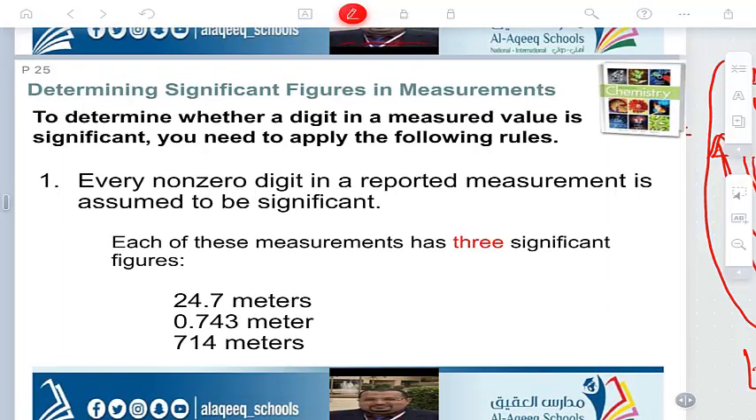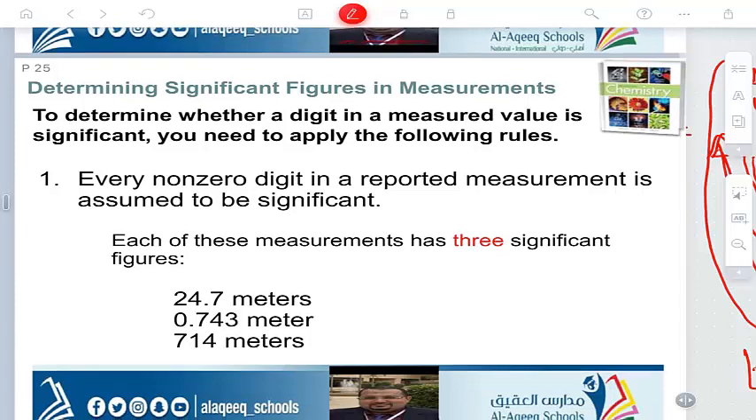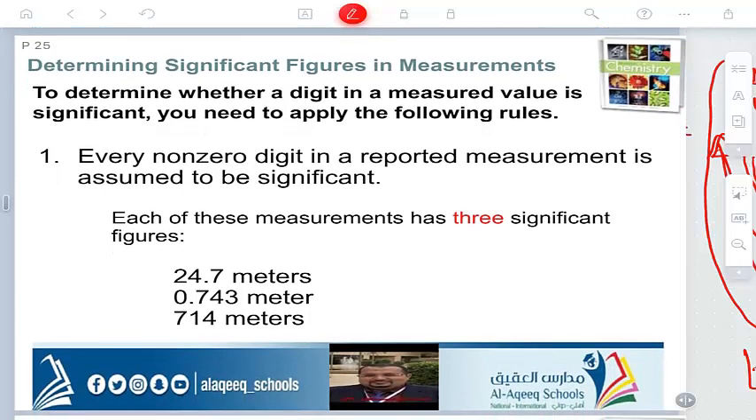Let's determine the significant figures for some measurements. But we have rules. You have to know the rules to identify how many significant figures you have in this number, in any number. Rule number 1: if you have non-zero digits, they are reported as significant.